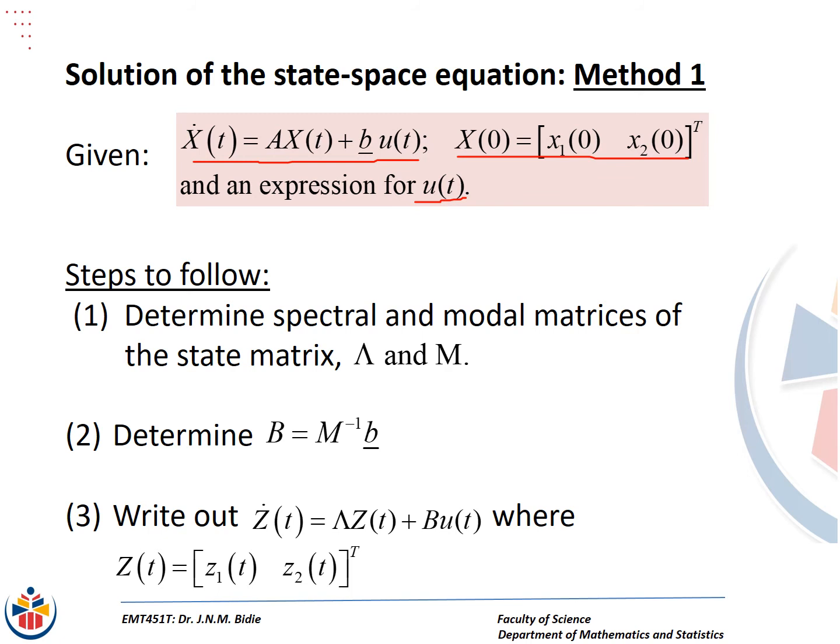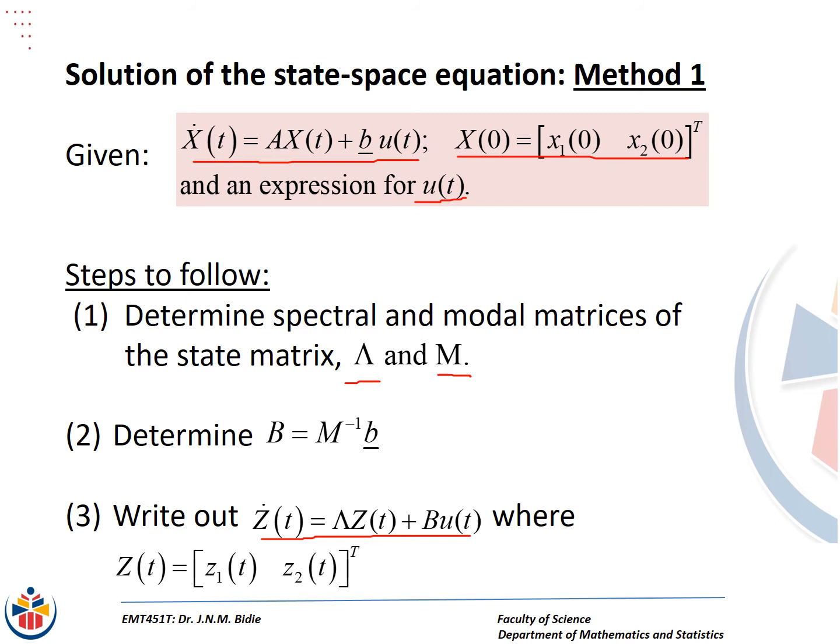According to the solution, here it requires the change of variables, because even though the formula is in x dot equal to Ax plus Bu, you have to change it to z dot equal to the spectral matrix multiplied by z plus Bu. Note that you need the spectral matrix in order to write out the formula. So we start by calculating the spectral matrix as well as the modal matrix.